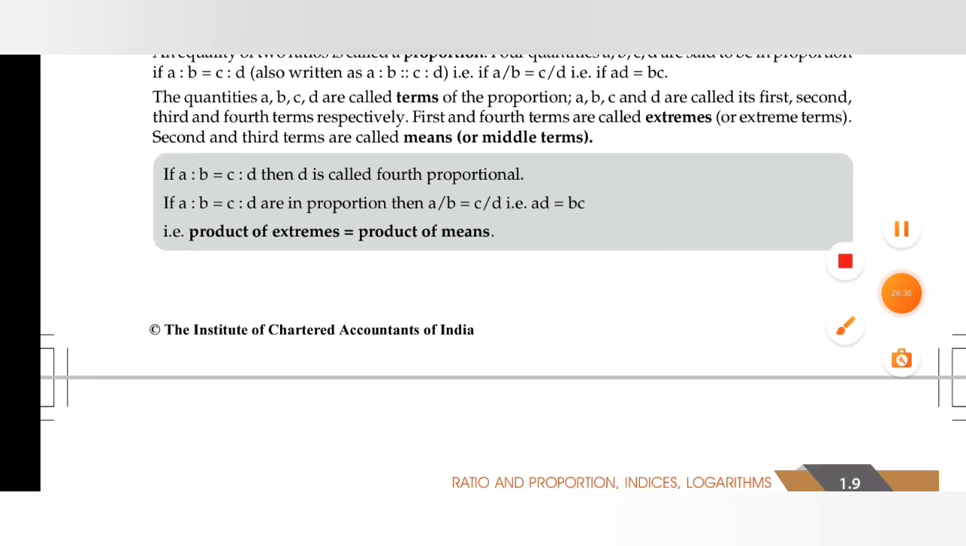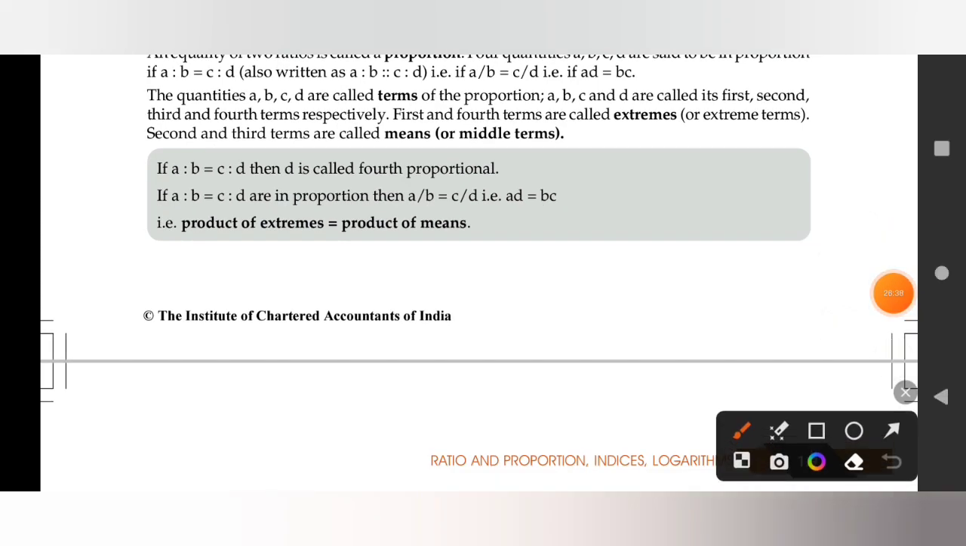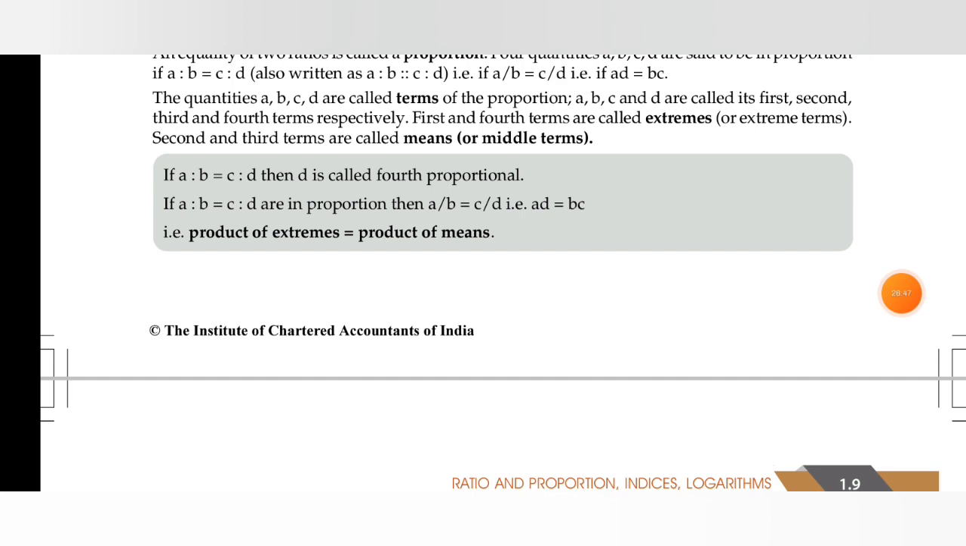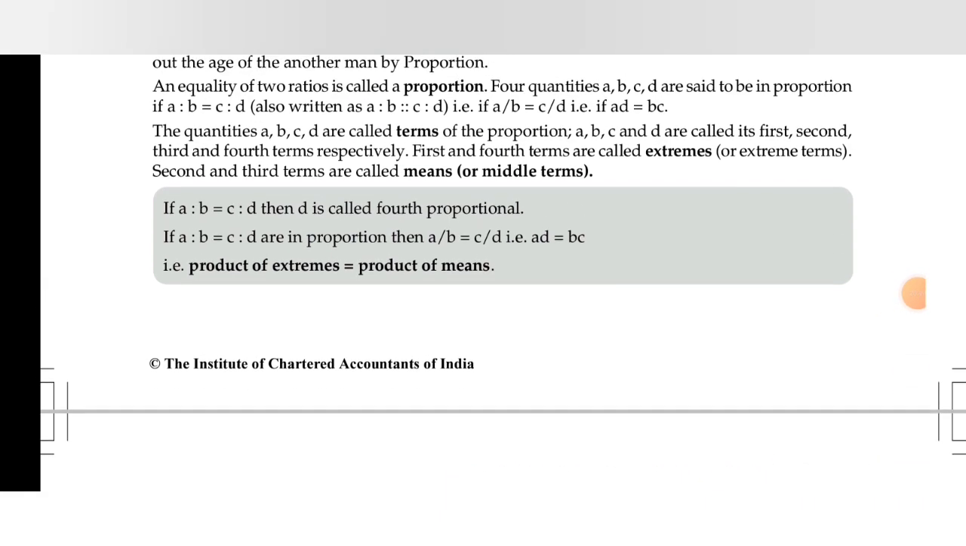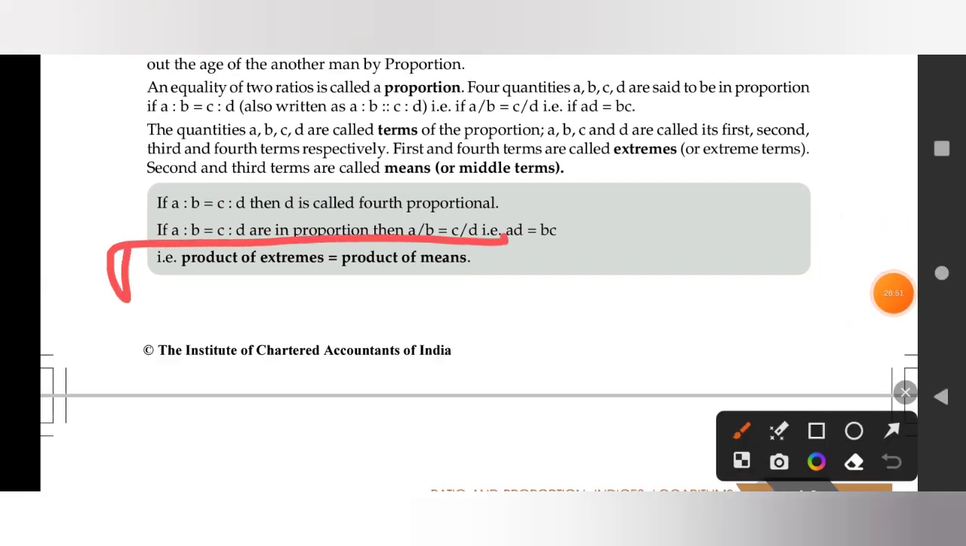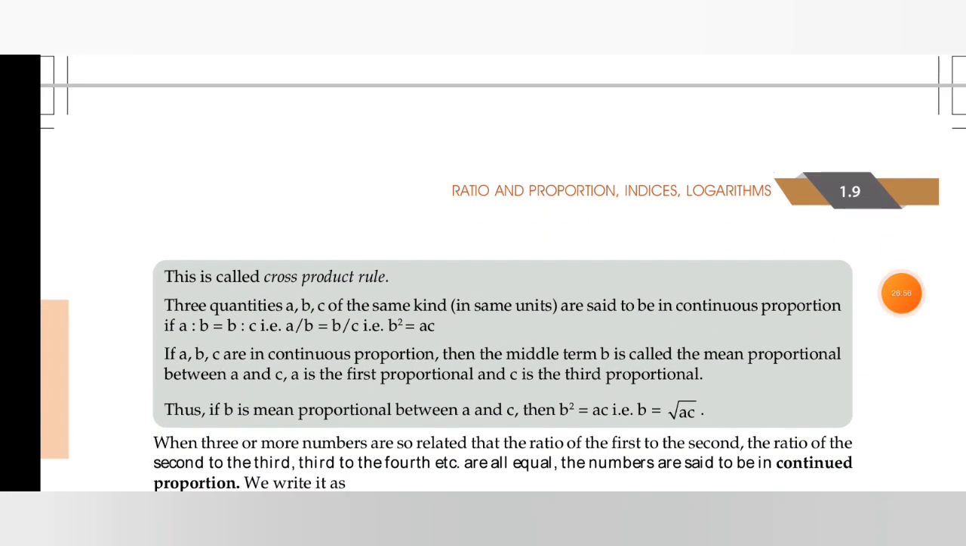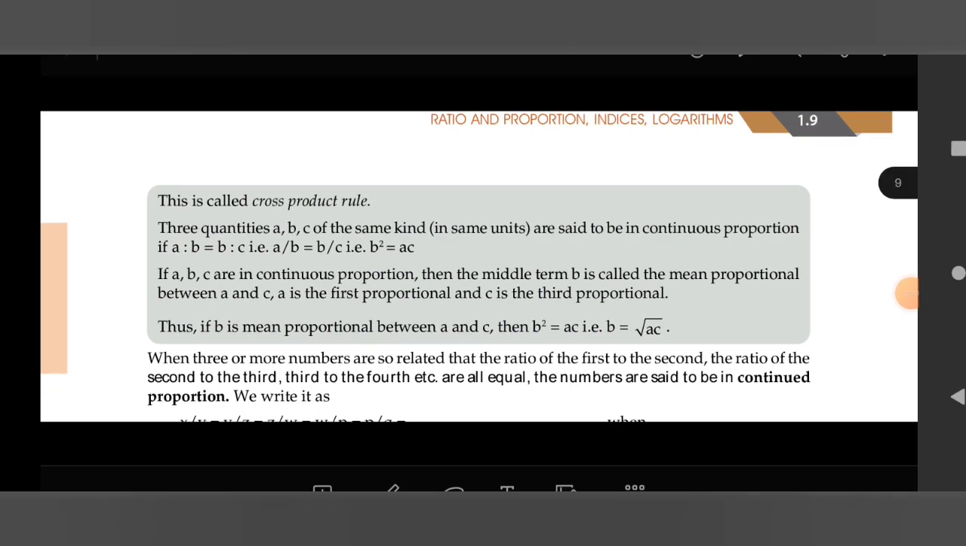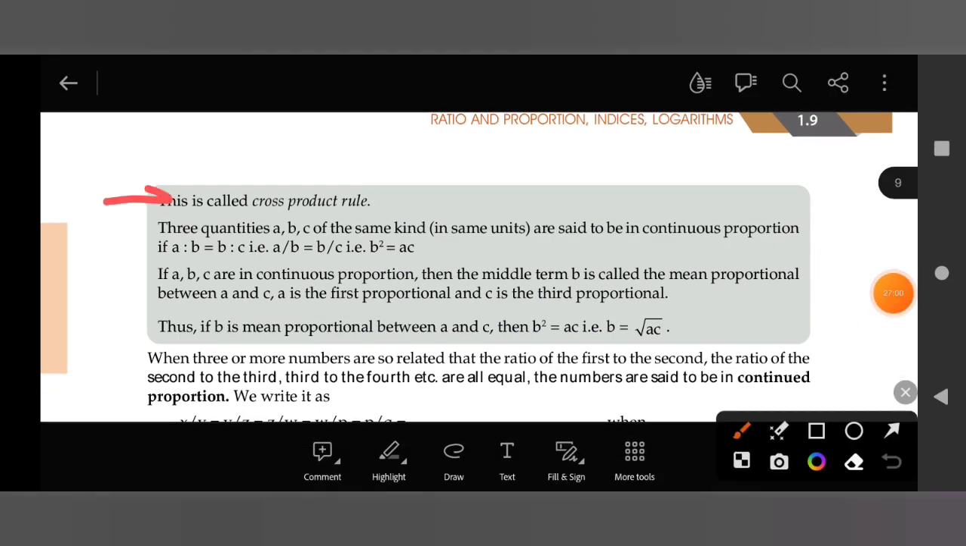If A is to B is equal to C is to D are in proportion, then A by B is equal to C by D, that is AD equals BC, which is in words read as product of extremes is equal to product of means. This is how you will remember, and this is called the cross product rule.